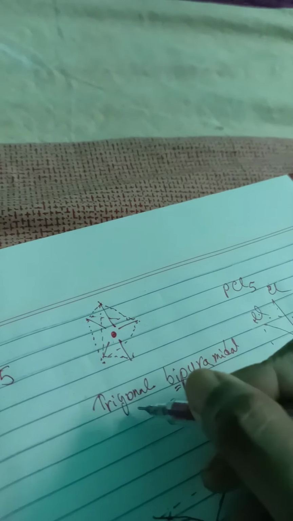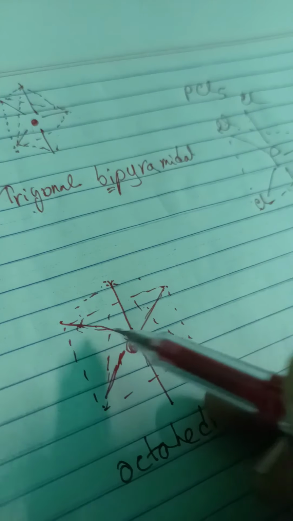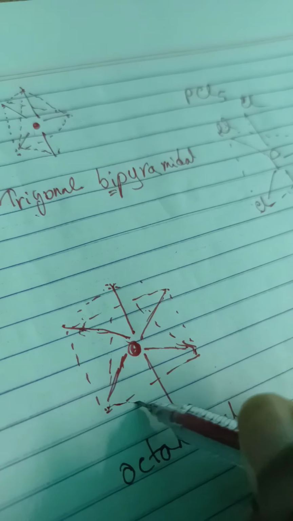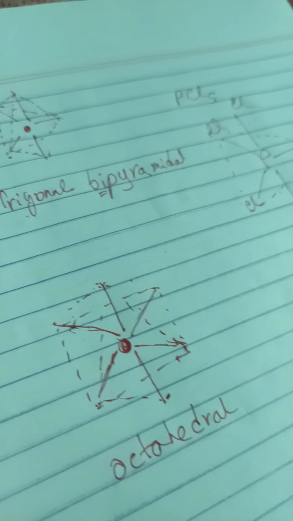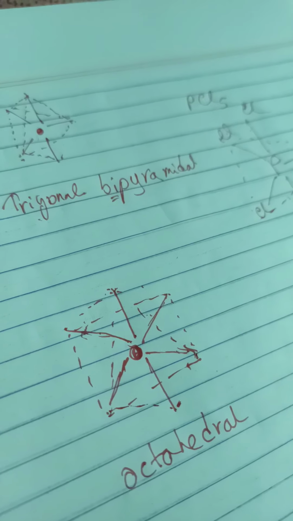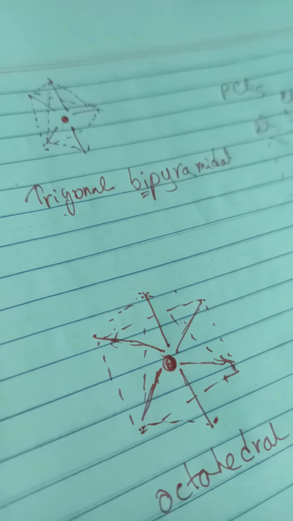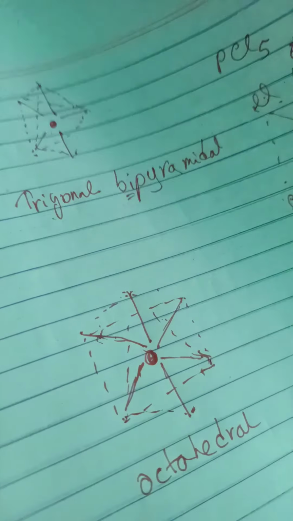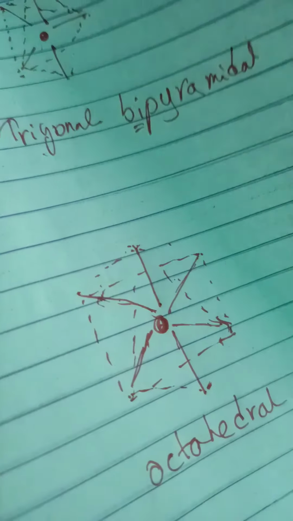So the name is octahedral. Why is it octahedral? Because it has 4 sides, 1, 2, 3, 4 in the up part, and if I draw a line, down also 1, 2, 3, 4. That's why the name is octahedral. I think if you learn only up to 6 till now, it will be enough for you. So I think you can go directly to the valence shell electron pair repulsion theory.